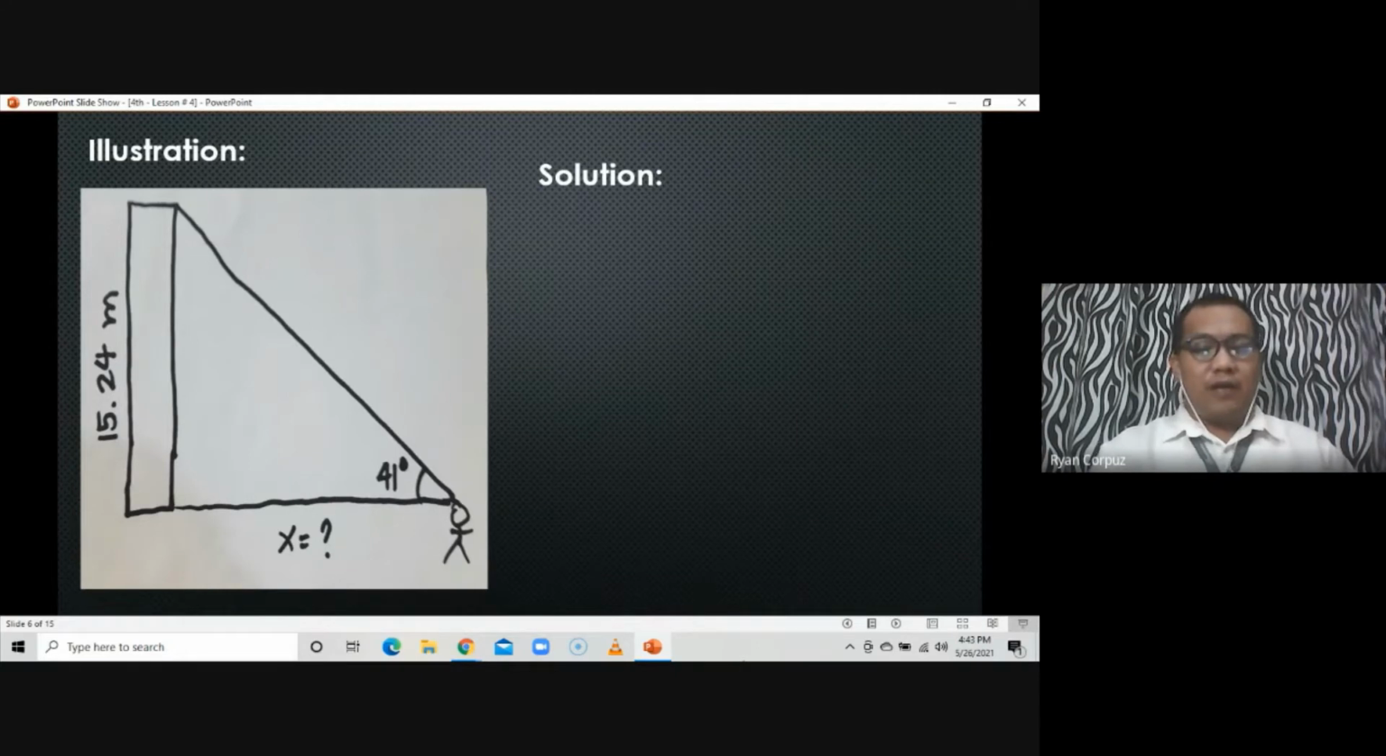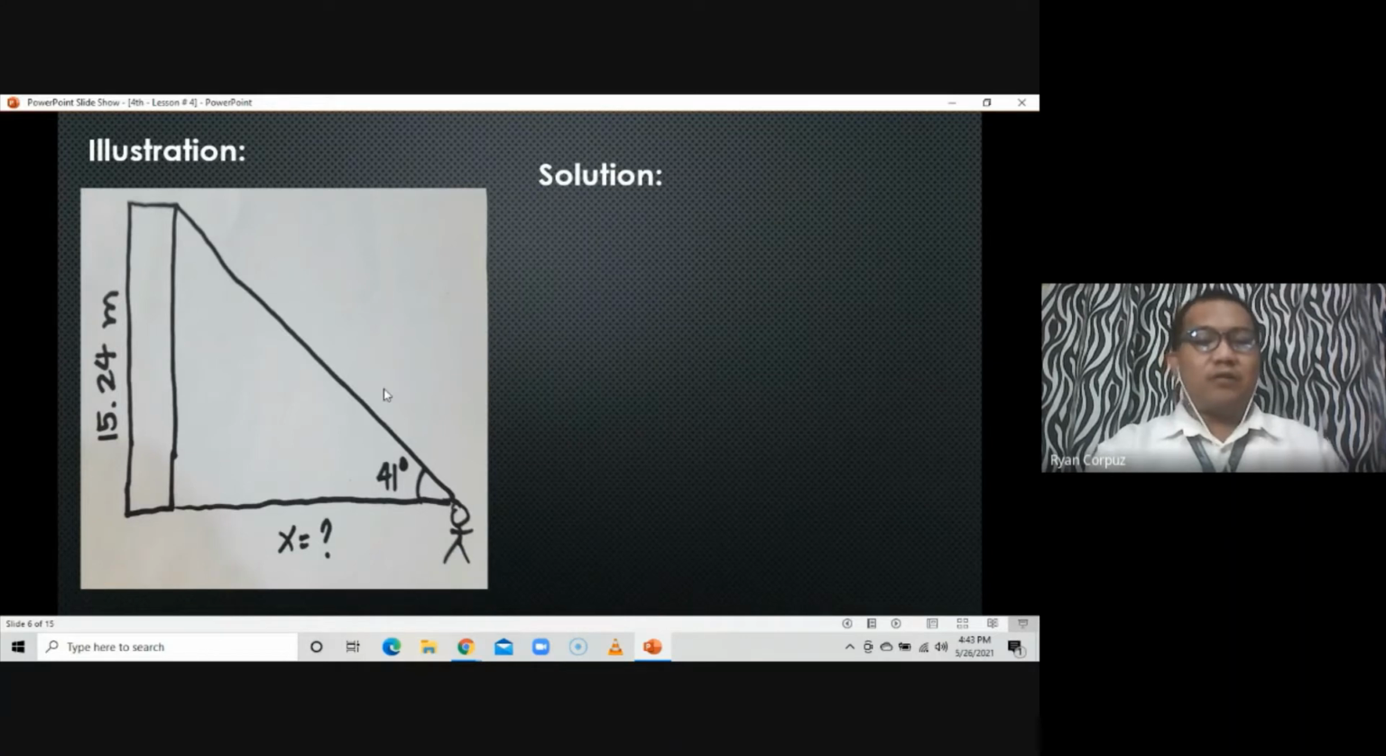Ano ba yung angle given natin? That is 41 degrees. With regards to this angle given, how is it related to this side? So basically, ang mapoform natin dito is a right triangle. So right triangle dapat ito mapoform natin. So with regards to this given angle, how is it related to this side? Yung side na yon, which is the height of the tower. So yun ay kanyang opposite side.